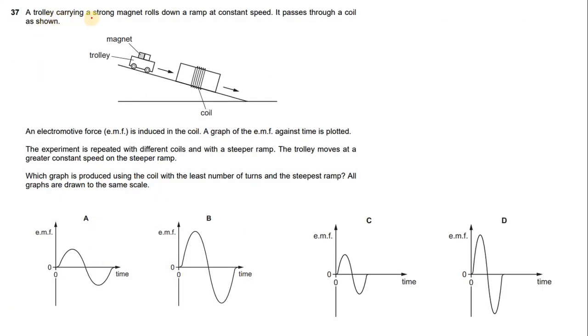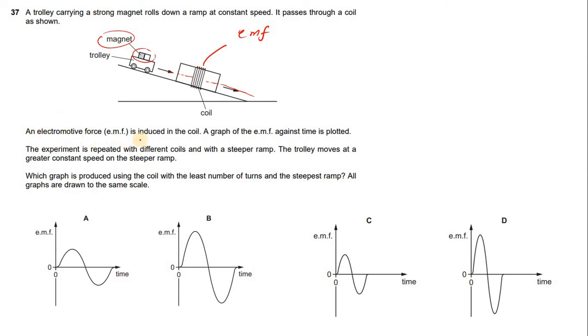37. A trolley carrying a strong magnet rolls down a ramp at constant speed. It passes through a coil. So this is a coil, and the car with the magnet is passing through the coil. Now clearly this is the case of electromagnetic induction, where the flux or the magnetic field of a coil changes, and in the coil EMF is induced due to change in magnetic field or change in flux, because the magnetic field of the magnet will be cutting the coil when it passes through the coil. So we have an EMF in the coil.